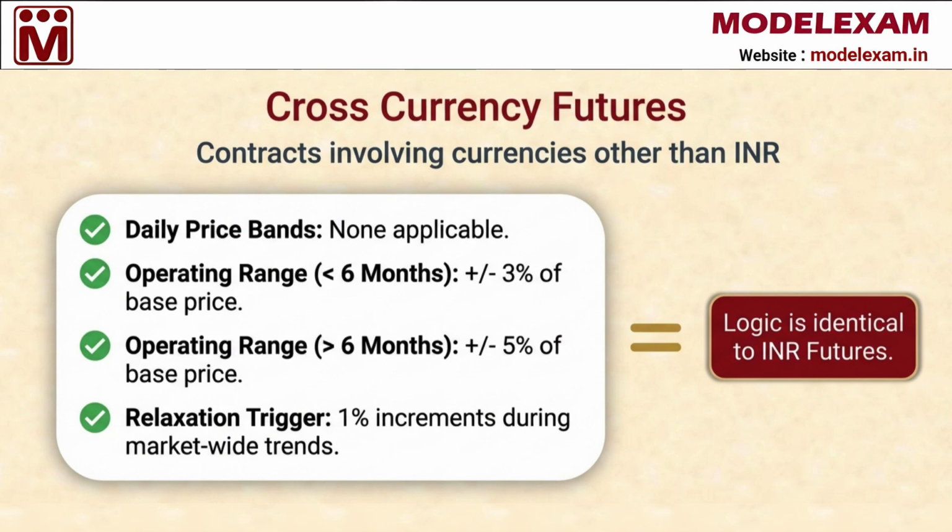While we have focused on the rupee, you might be wondering about contracts involving other world currencies. These are known as cross-currency futures. The logic here is exactly the same as what we just discussed for the rupee. They also use the same operating ranges of 3% or 5% depending on the time left until the contract expires. And they use the same 1% steps if the price limits need to be relaxed.